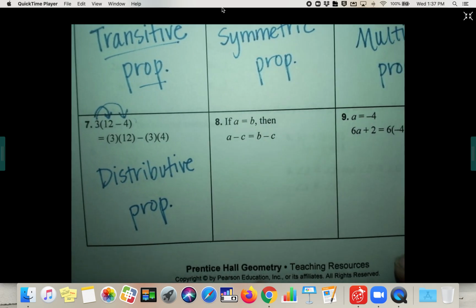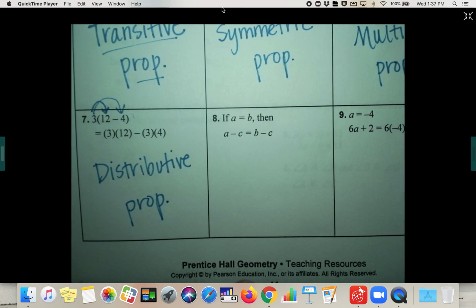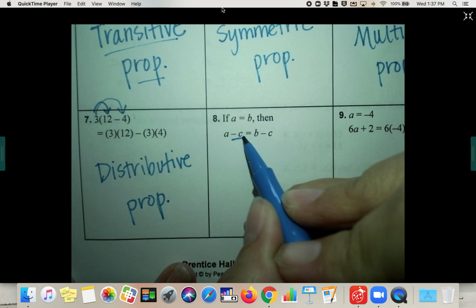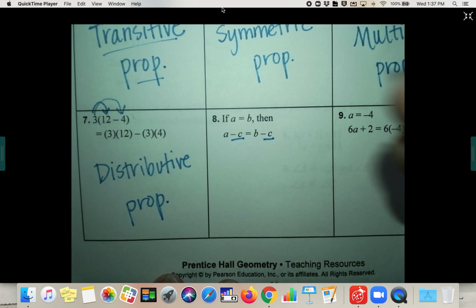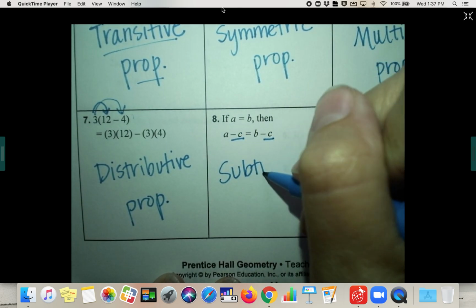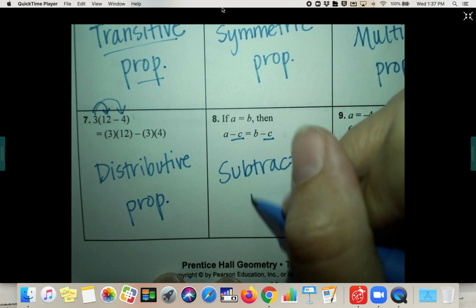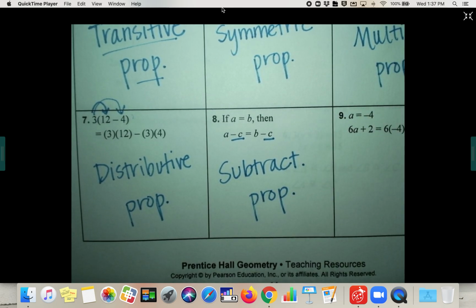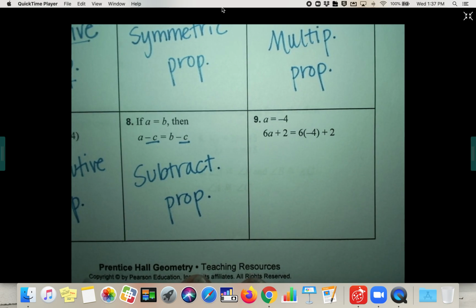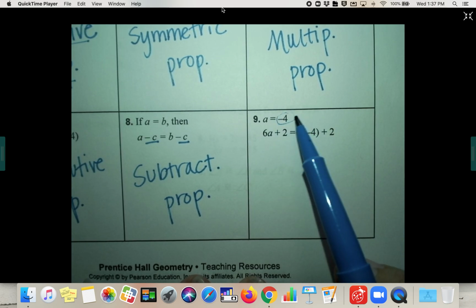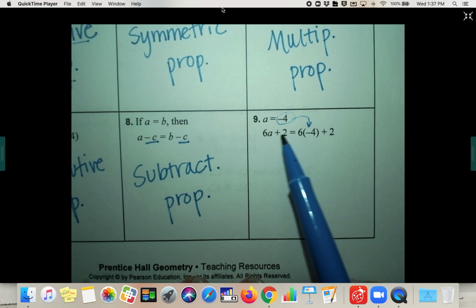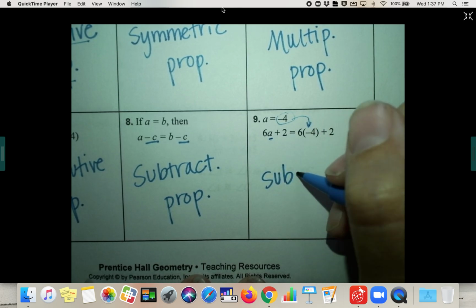Number 8, if A equals B, then A minus C equals B minus C. So they're subtracting C on both sides. That would be the subtraction property of equality. And then number 9, A equals negative 4. 6A plus 2 equals 6 times negative 4 plus 2. What we did was we took what A was, which is negative 4, and we substituted it in for A. So this is called the substitution property.